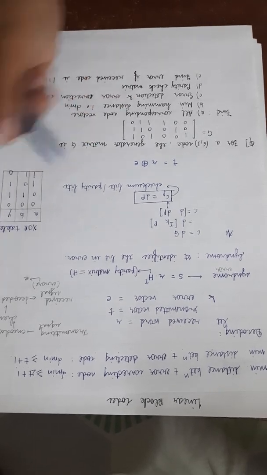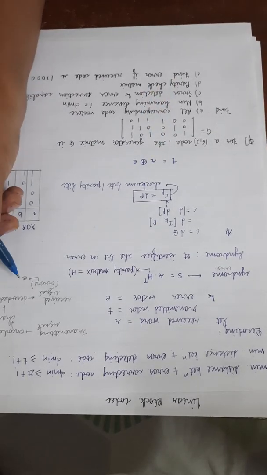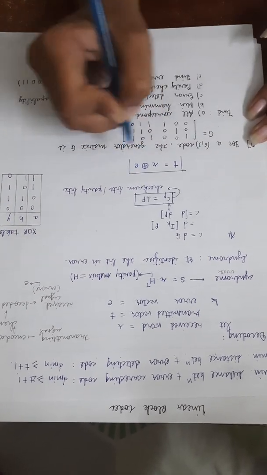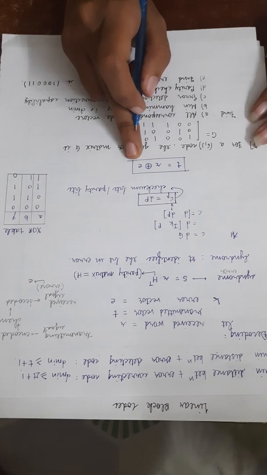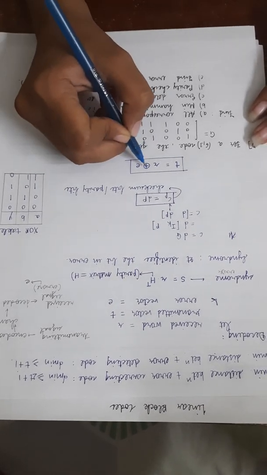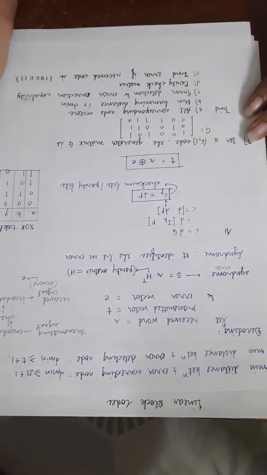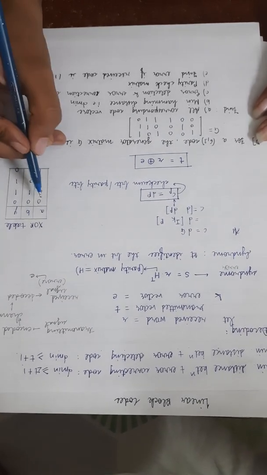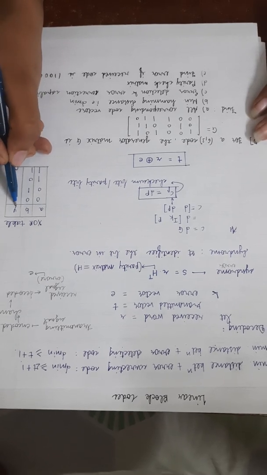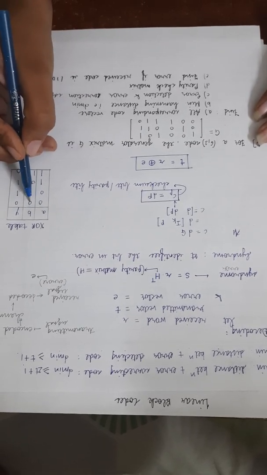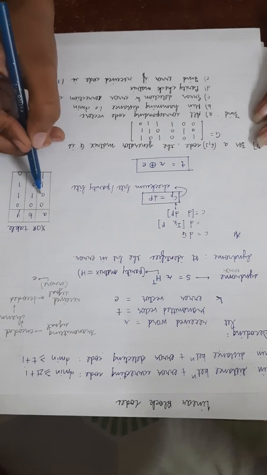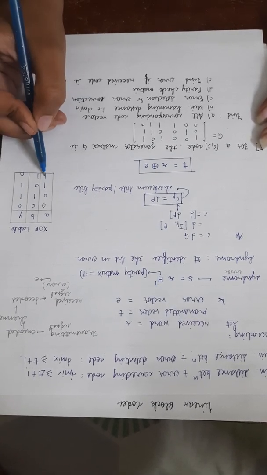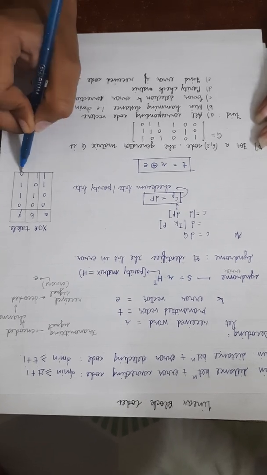Now to find the transmitted signal from the received signal and the error, we have the equation: transmitted signal is equal to R XOR E. As we are using the XOR operation here, let us discuss the XOR truth table. When the inputs are A and B and the output is Y, when both inputs are 0, the output will be 0. When one input is 0 and another is 1, the output will be 1. And when both inputs are 1, the output will be 0.